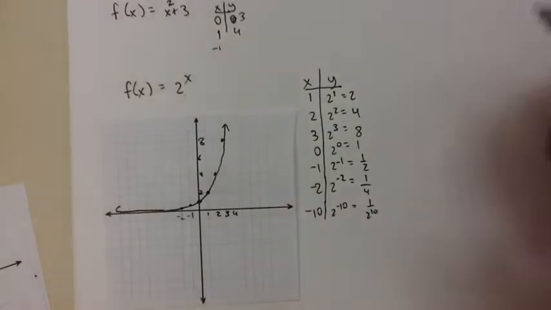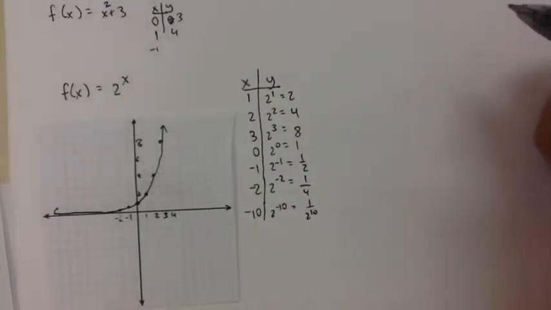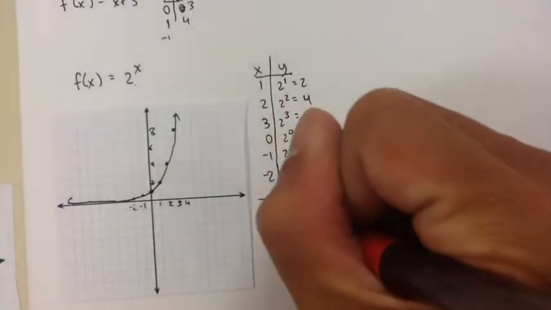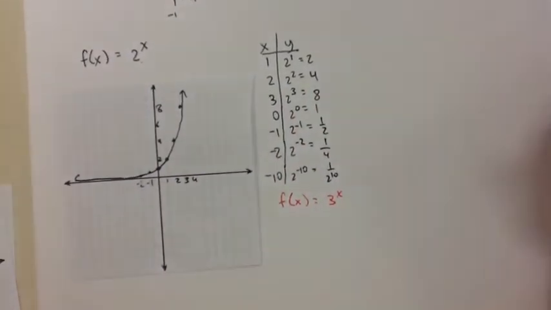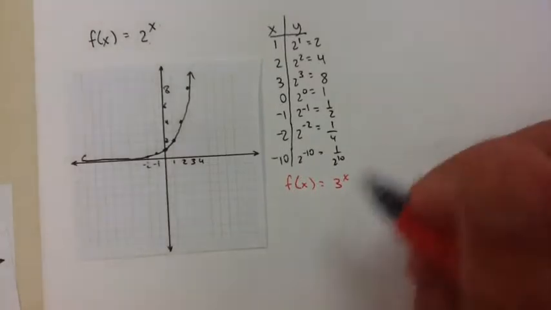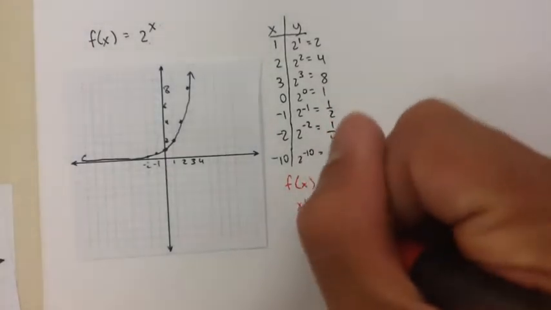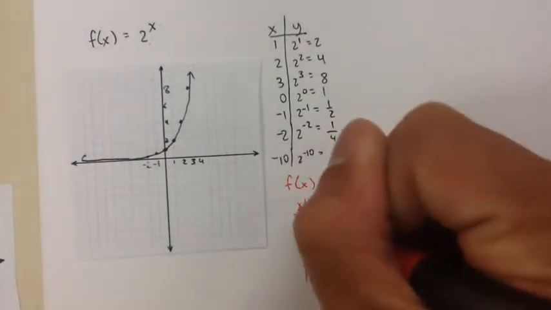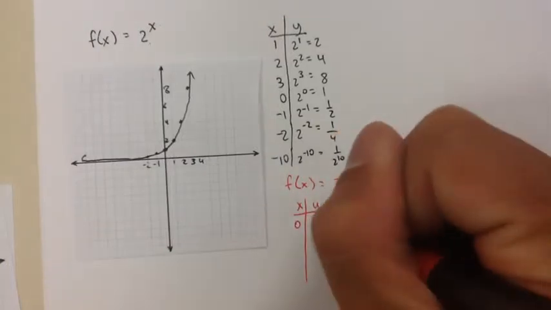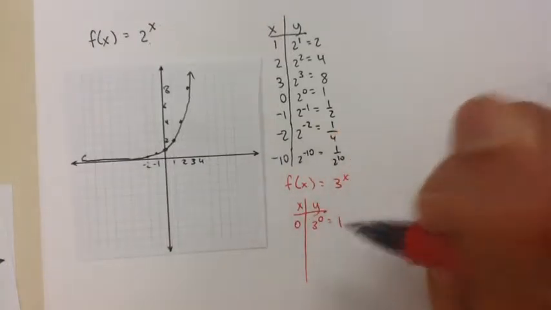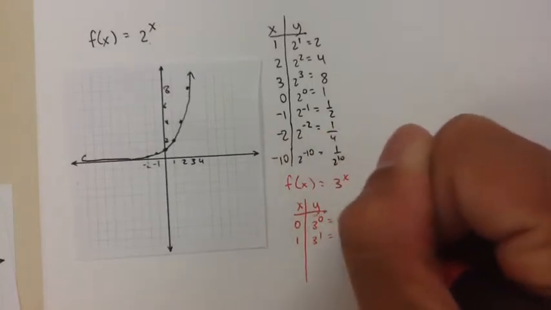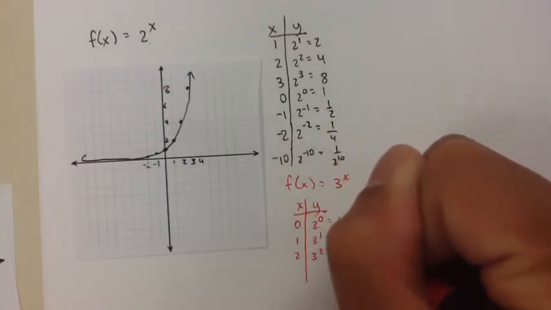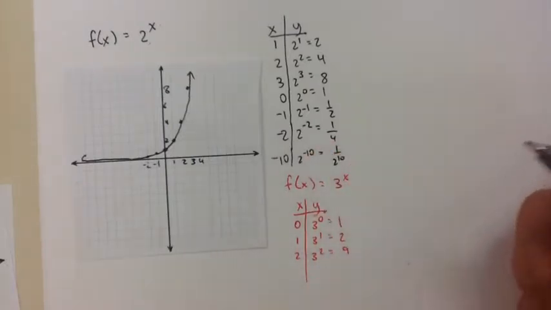On that same graph, let's take a look and see what happens if I graph f of x equals 3 to the x. What might happen if I increased this base number? So we'll say x and y. If x is 0, well then 3 to the 0 would be 1, because anything to 0 power is 1. If it's 3 to the first, that's 3. 3 squared would be 9. 3 cubed would be 27. That gets to be a really big number very fast.